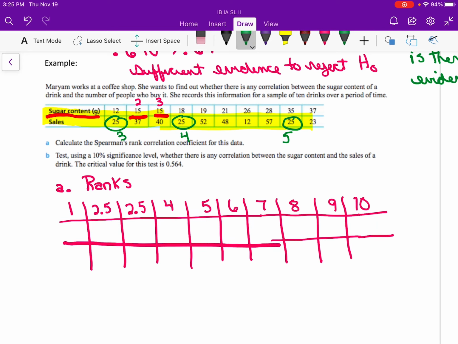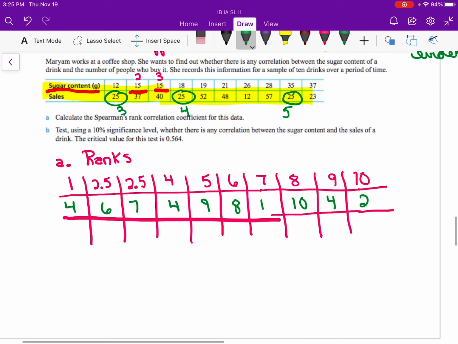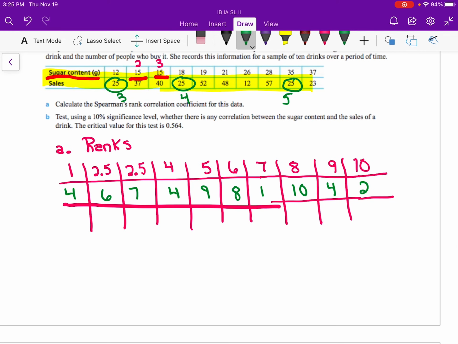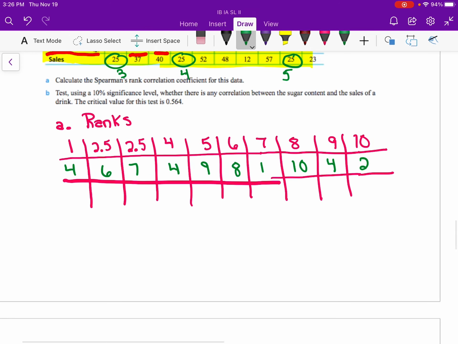Okay, so based on the logic of what I was just saying, this should be 4, 6, 7, 4, 9, 8, 1, 10, 4, 2. So hopefully, while you were paused, you did this correctly and your rank table looks like my rank table. Just make sure when you have things that are the same, you rank them as what their numbers would be and then take the average of them.